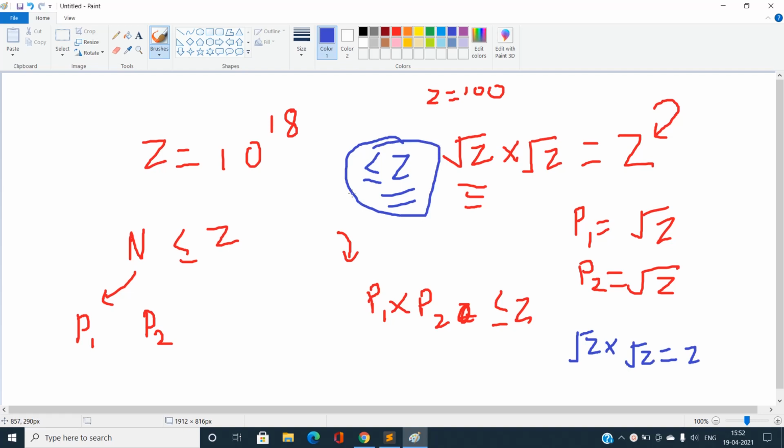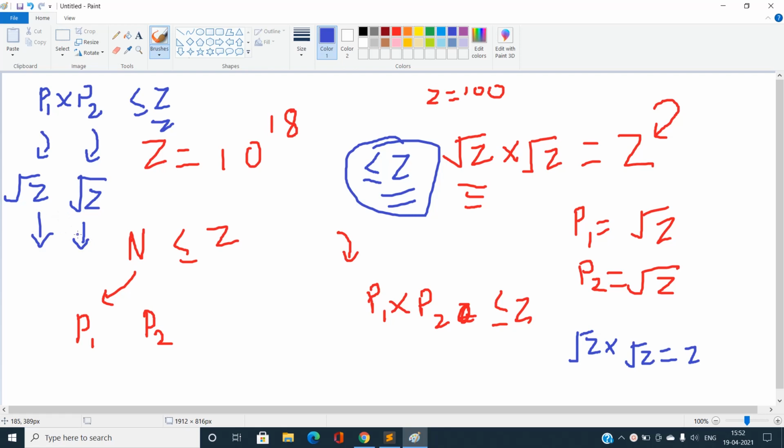So if you multiply two numbers p1 into p2, it should be less than or equal to this z value, and p1 should be as close as possible to root z, and p2 should also be as close as possible to root z. Now you might wonder why I'm talking about this root z value. It is as simple as that: if you multiply root z into root z, it goes at most to z. Otherwise, if p1 is greater than root z and p2 is greater than root z, then if you multiply these two numbers, the product is always greater than or equal to the z value.